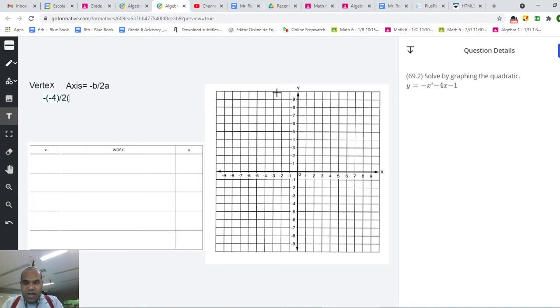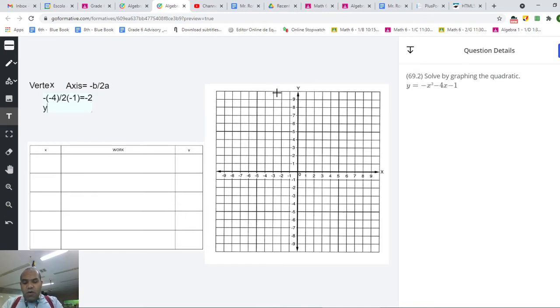Over 2 times, who is a? Negative x squared is negative 1. Negative 1 here. And solving, guys, negative negative 4, positive 4. 4 divided by negative 2, it's negative 2. My x of symmetry is negative 2.